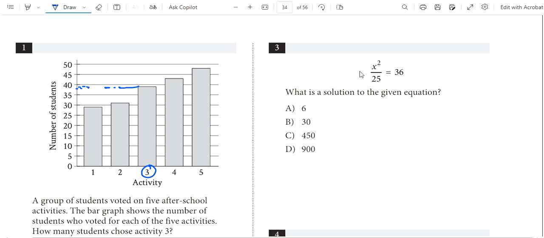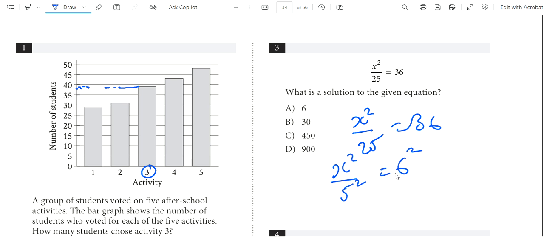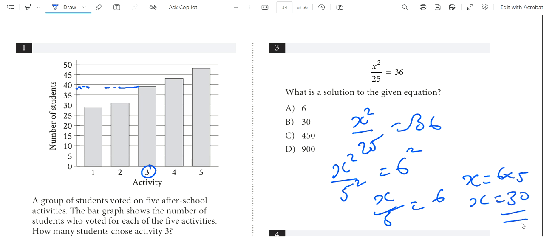All right, now I'm going to solve this real quick. It says x squared divided by 25 equals 36. This is going to become x squared divided by 5 squared equals 6 squared. Now, all in the squares, we could just cancel out the squares. We have x over 5 equals 6. And this is going to give x equals 6 times 5, which equals 30.